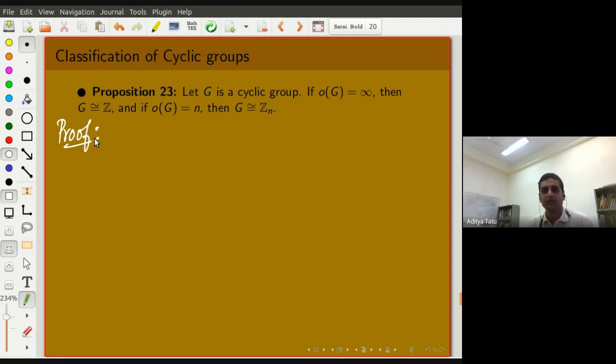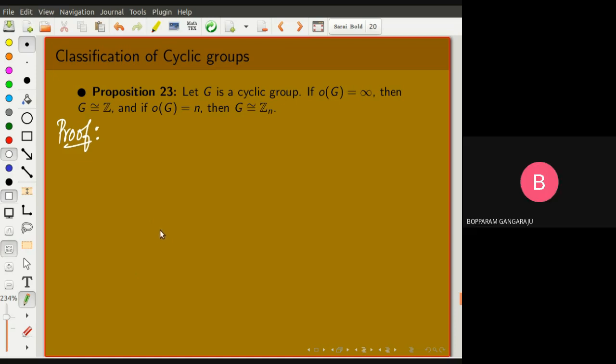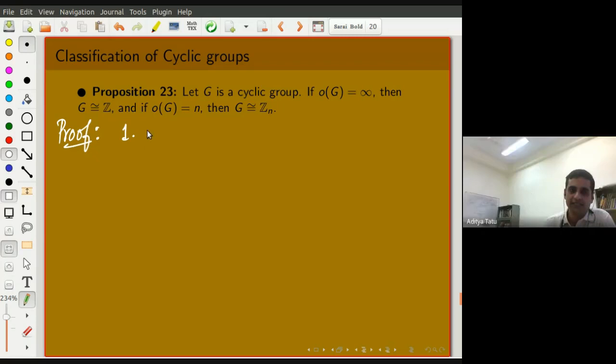So, what this is saying is basically you can go ahead with your favorite example. Okay, that is what this is saying. Okay, so proof. How do I show that G is isomorphic to Zn or Z? Take a function that will map generator in G to 1. Right. So since G is cyclic, it implies that G will be generated by some element a.